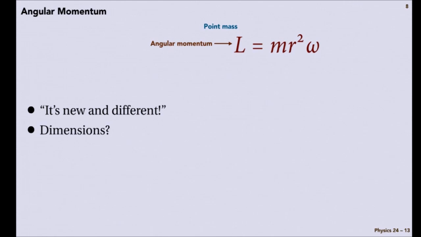What does that R mean? It doesn't mean any random radius. It means the distance to the axis of rotation. Okay, and omega is the angular speed, or velocity, because we're not allowing the axis to change. Let's go with angular velocity about that axis.